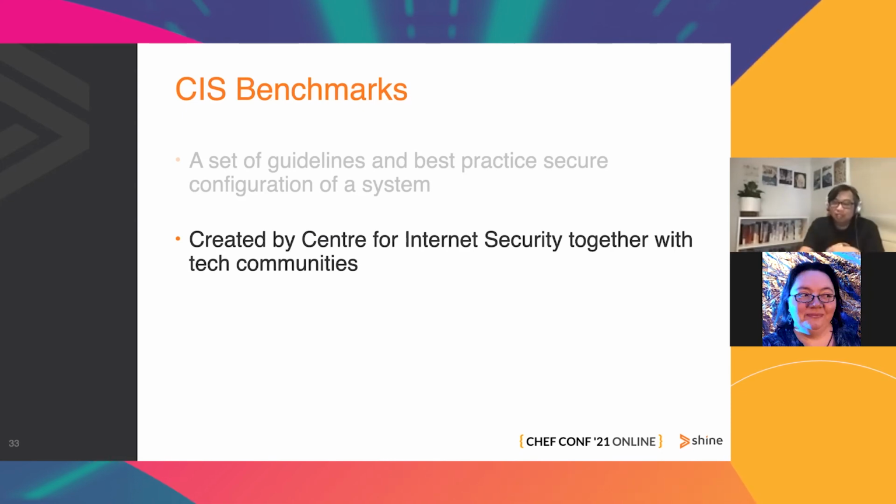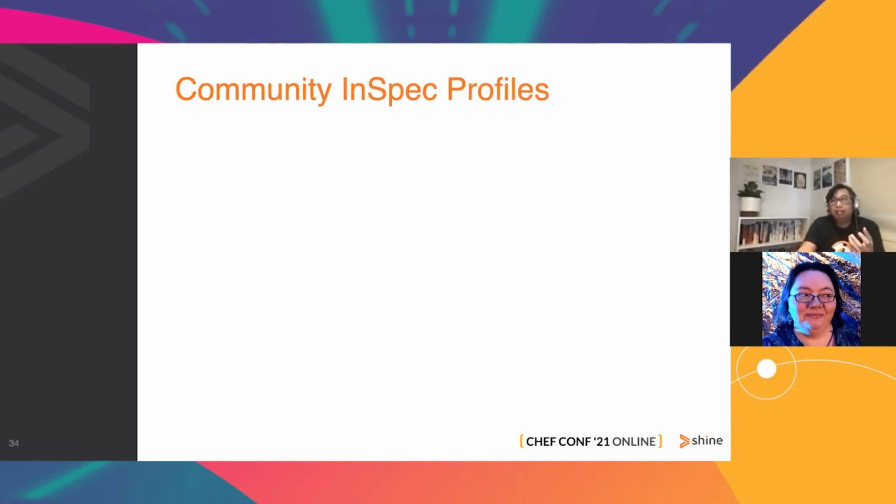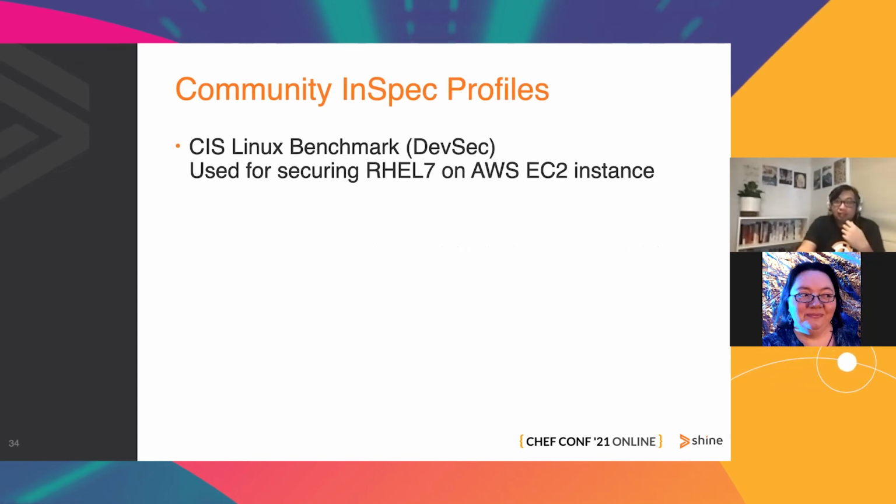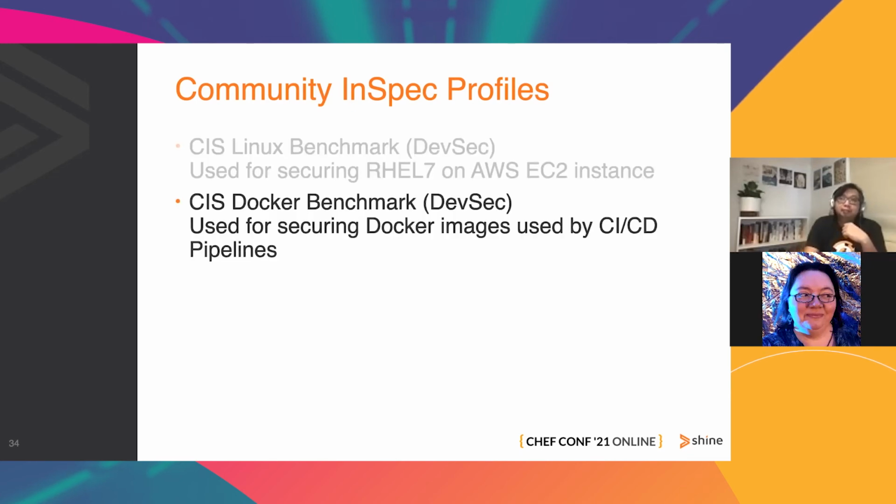And lo and behold, not only were the benchmarks there, but the community had already implemented a number of these benchmarks. For example, the DevSec project already came up with the CIS Linux benchmark, which we use for securing our Red Hat 7 AWS EC2 instances. And then the CIS Docker benchmark, coming from the same DevSec group, is used for securing the Docker images that we use for running the CI/CD pipelines.